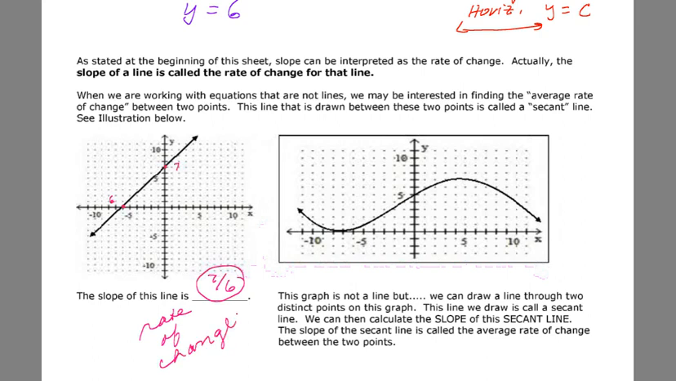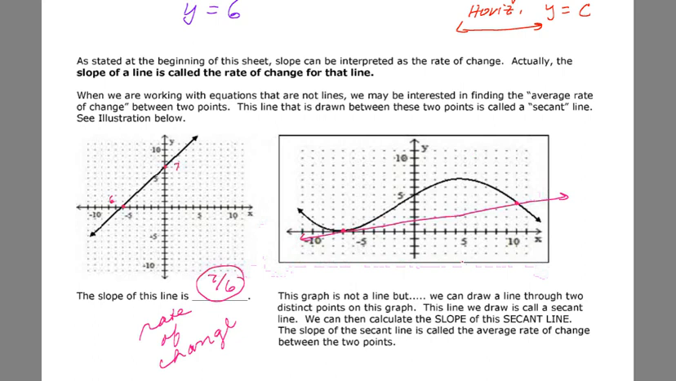Let's pick 2 points over here. Let's say I have this point, a nice one that I can see, and another one right there. I want to find the rate of change between these 2 points. So I'll connect the dots, and when I connect the dots, I'm forming what we call a secant line.